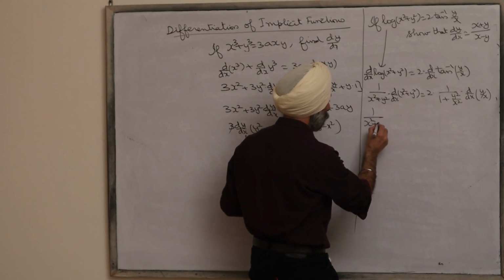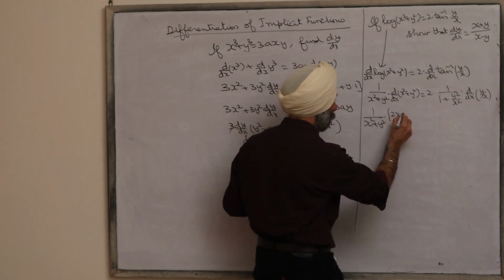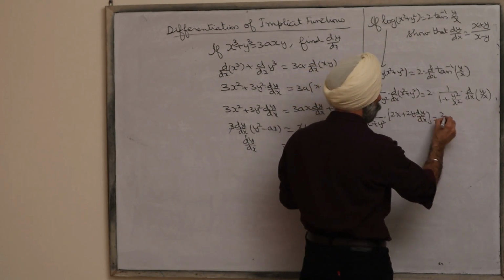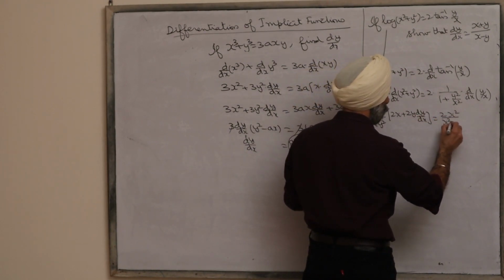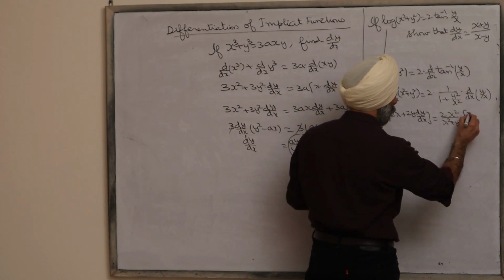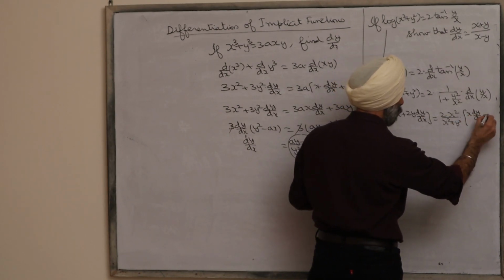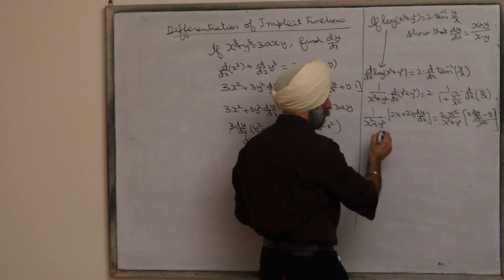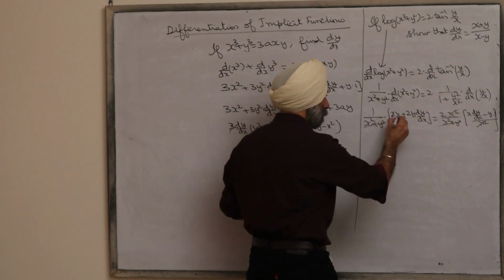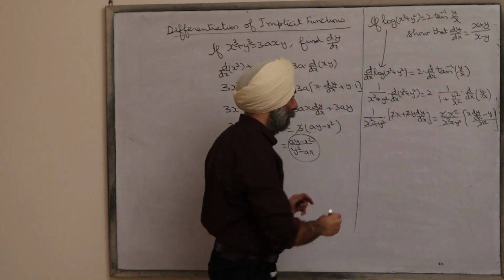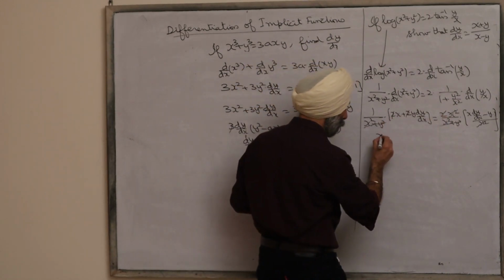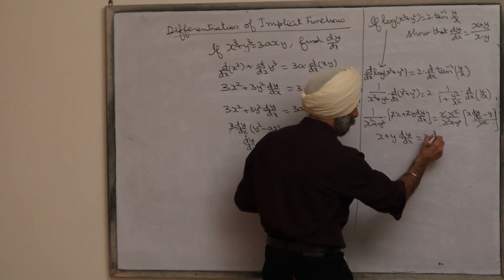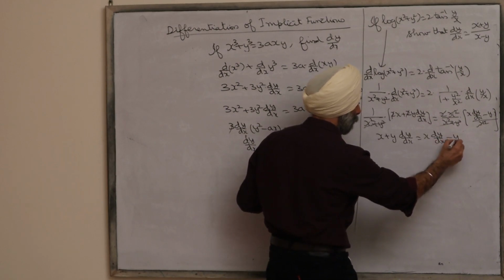So it is 1 over x square plus y square into 2x plus 2y dy over dx. This is equal to 2 times x square over x square plus y square into x into dy over dx minus y into 1 upon x square. You can see that this will cancel, this will also cancel, this will also cancel. So what do we have now? We are left with x plus y dy over dx is equal to x dy over dx minus y.